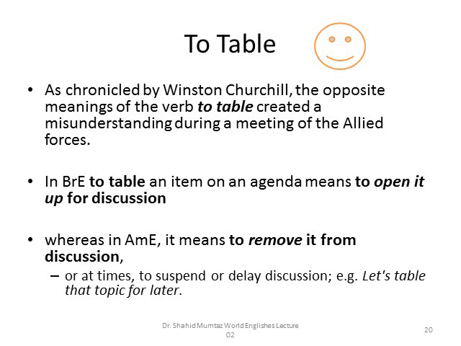So this happened there in the meeting of the Allied forces. Who said this and what happened? I couldn't find the details. Well, we can imagine somebody said this, so it was really strange or shocking for the other party. At times it means to suspend. I mean, if not to remove it from the discussion, it at least means to suspend or delay discussion. Well, let's table that topic for later.